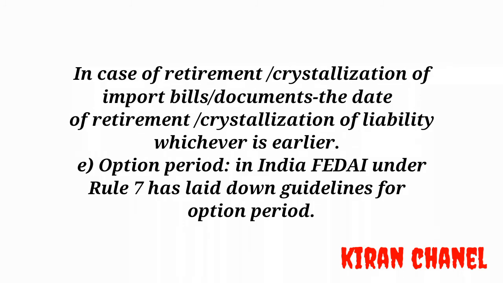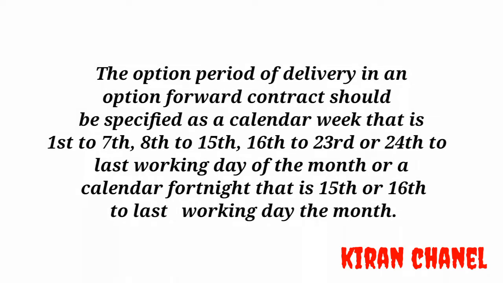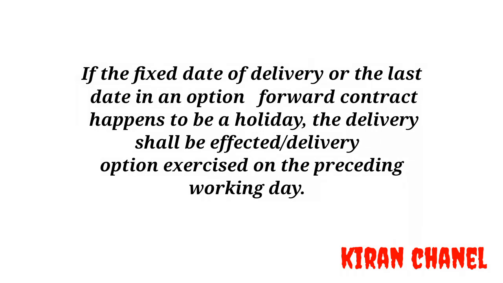E. Option period. FEDAI, under Rule 7, has laid down guidelines. The option period of delivery on an option forward contract should be specified as a calendar week, that is 1st to 7th, 8th to 15th, 16th to 23rd or 24th to last working day of the month, or a calendar fortnight, that is 1st to 15th or 16th to last working day of the month. If the fixed date of delivery or the last date in an option forward contract happens to be a holiday, the delivery shall be effected or delivery option exercised on the preceding working day.